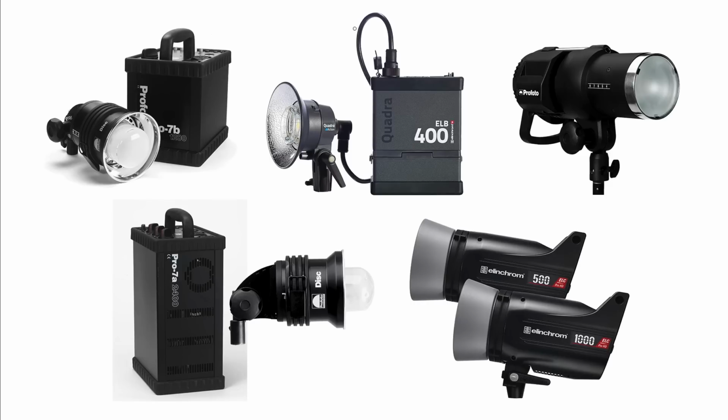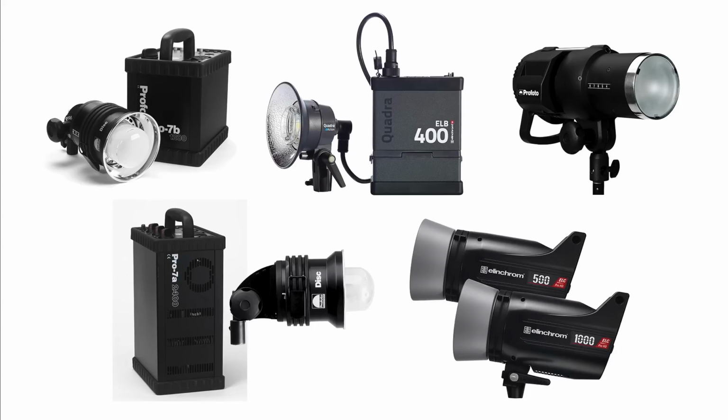So I've got a couple of things that I use, and I'm going to talk about the reasons why and when I use them. For example, we've got some portable strobes up here in the top row. We've got a ProPhoto 7B, which is a 1200 watt second pack and head system. We've got the Elinchrom Quadra 400, the ELB, which is a pack and head system, but it's a more portable system. It's 400 watt seconds, so it's less power by a third.